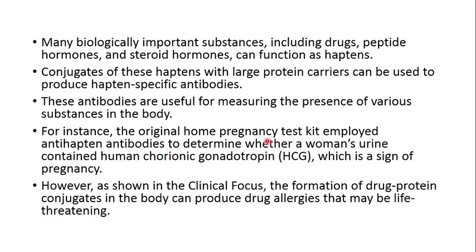The original home pregnancy kit contains anti-hapten antibodies to determine whether a woman's urine contains human chorionic gonadotropin, which is a sign of pregnancy. Sometimes this drug carrier conjugate can lead to drug allergies. It may be life threatening also, so you need to be cautious while dealing with hapten carrier conjugates.